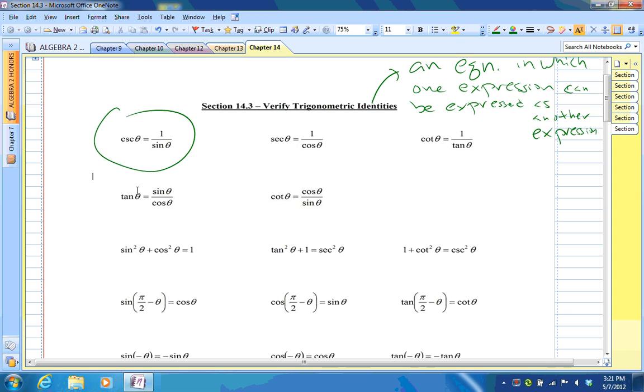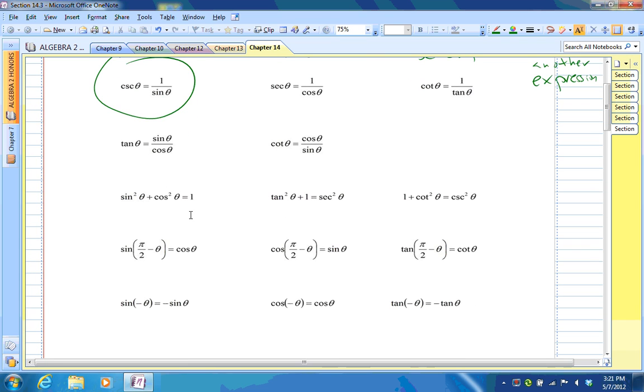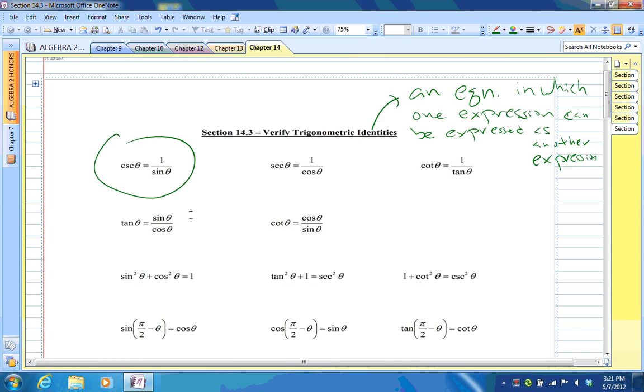Tan theta can equal sine over cosine. We've talked about this. And since cotan is the reciprocal of tan, it could be cosine over sine, if you flip over this one right here. We've also talked about sine squared plus cosine squared being equal to 1. That's because of the unit circle. The equation of the unit circle is x squared plus y squared equals 1.